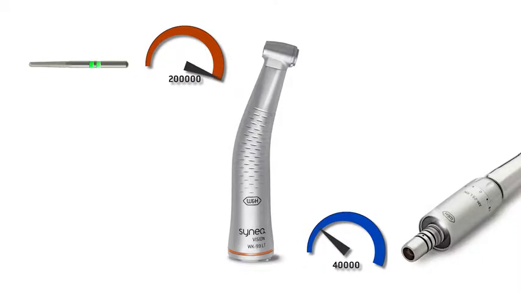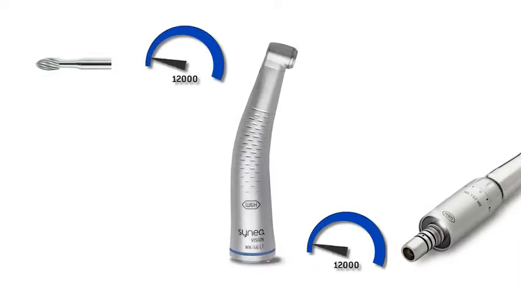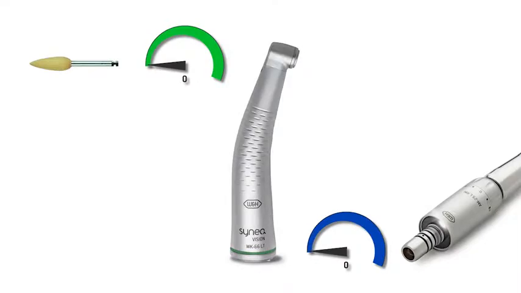This means that the operating speed of the rotary instrument is higher than the motor speed. Blue straight and contra-angle handpieces transfer the motor speed 1:1. And green contra-angle handpieces operate slower than the motor speed. This means that the operating speed is lower than the drive speed.